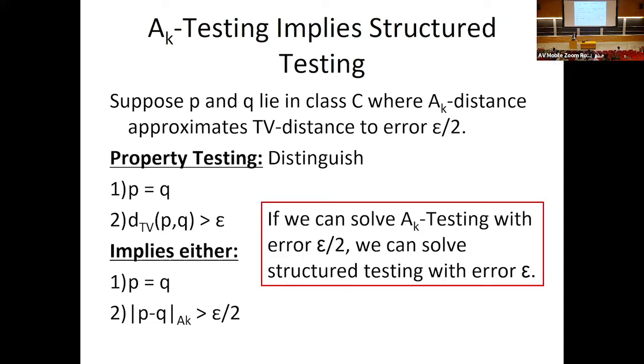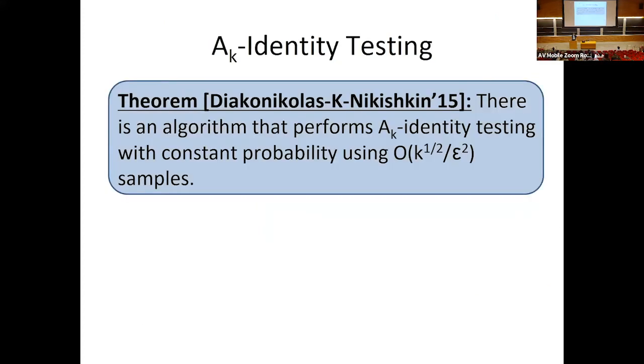So if we can solve AK testing to error epsilon over 2, then we can solve the structured testing problem with error epsilon. So the only question is, can we solve these AK testing problems? And well, yeah, we can. This result is from 2015.